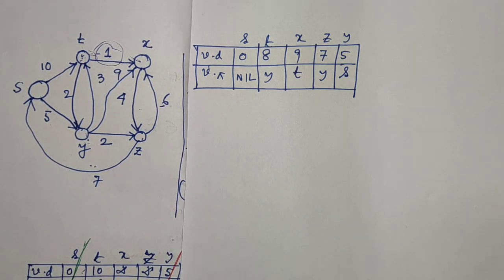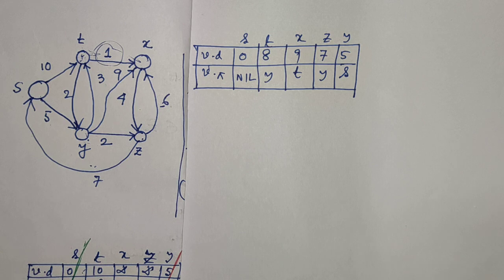Once the process completes its execution, you will get the D value, that is the shortest path estimate for all the vertices. Which one is the source? S is the source. What is the shortest path estimate for S? It is 0, because you are moving from the source. And what is the predecessor? As the D value is 0, definitely it has no predecessor. That's why it is nil. What is the D value of T? That is 8. For X it is 9. For Y it is 5. For Z it is 7. And you are getting the predecessors here.